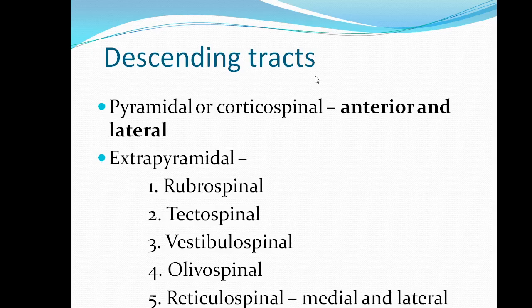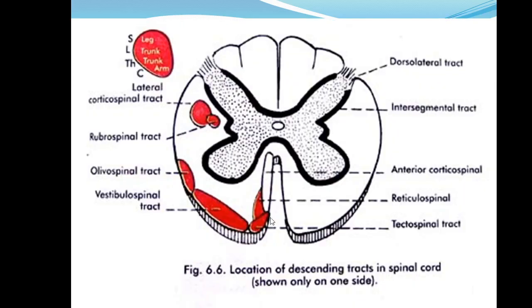The descending tracts are the motor tracts. They consist of pyramidal fibers, that is the corticospinal tract, and extrapyramidal fibers. The pyramidal tracts are anterior and lateral. The extrapyramidal tracts consist of the rubrospinal, tectospinal, vestibulospinal, olivospinal, and reticulospinal tracts, medial and lateral. Here the motor tracts have been shown in this diagram.